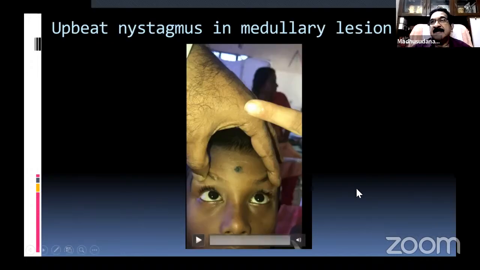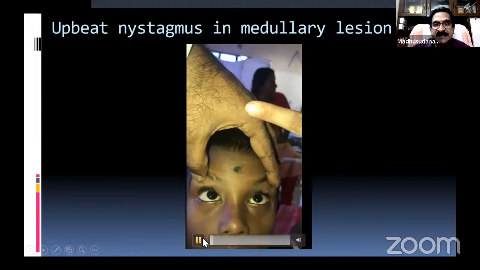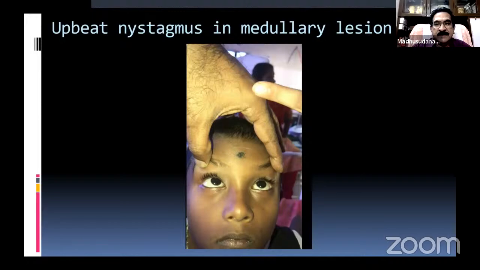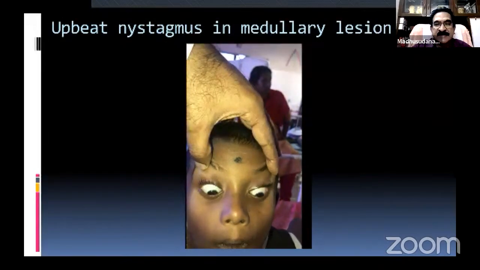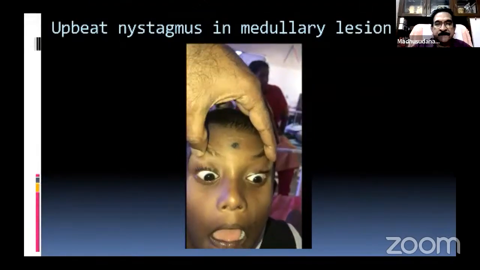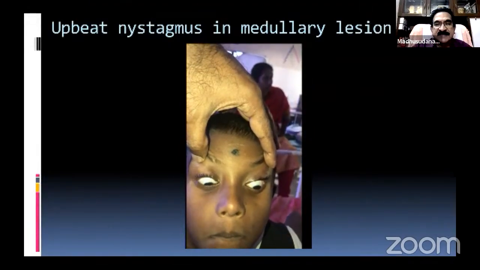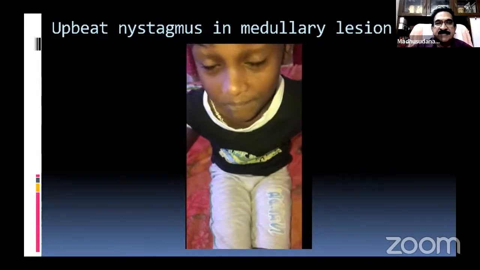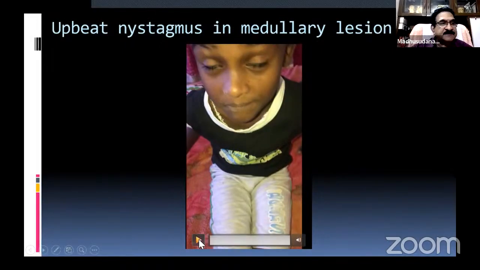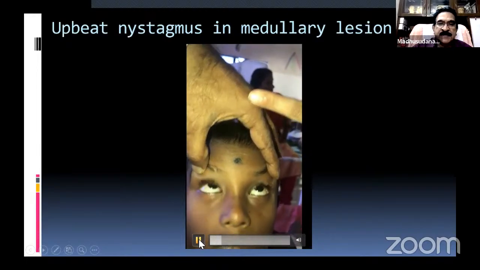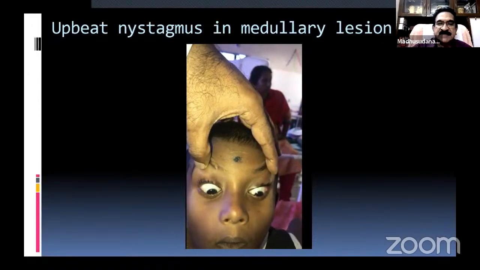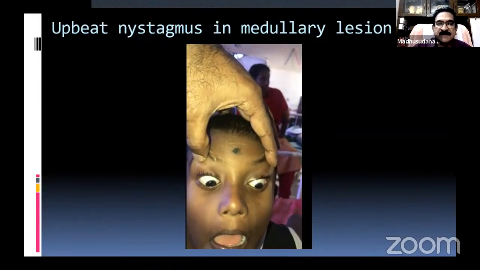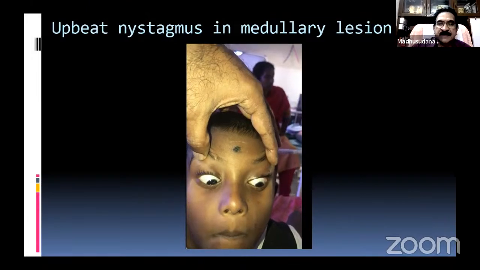This boy had a cavernoma of the medulla, which bled, and he came with oscillopsia. Looking up, he has got an upbeat nystagmus, but looking down, the amplitude grossly increases. It's a classical appearance of a medullary lesion producing upbeat nystagmus. I will show the video once again. Looking up, there is upbeat nystagmus, but mild in amplitude. Looking down, there is a gross increase in the amplitude. That is the picture you get in medullary lesion.